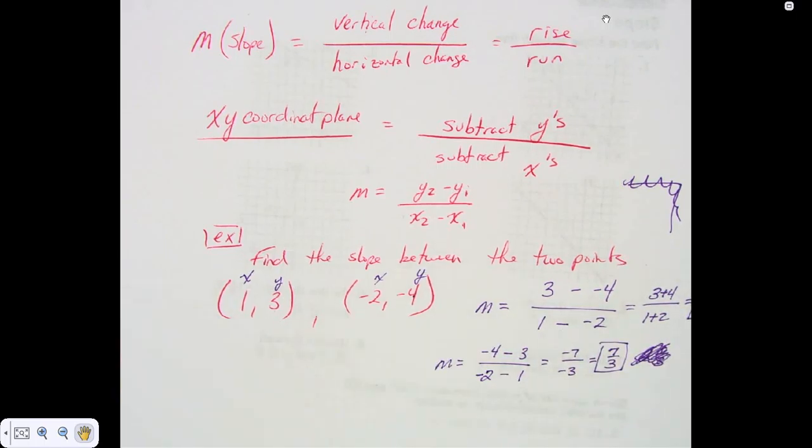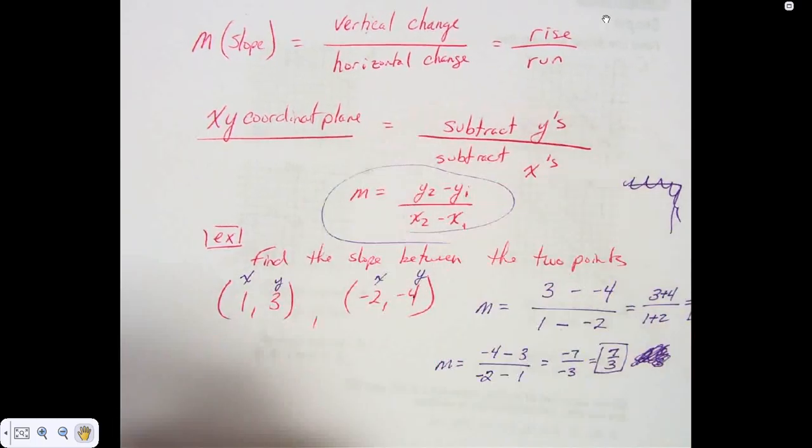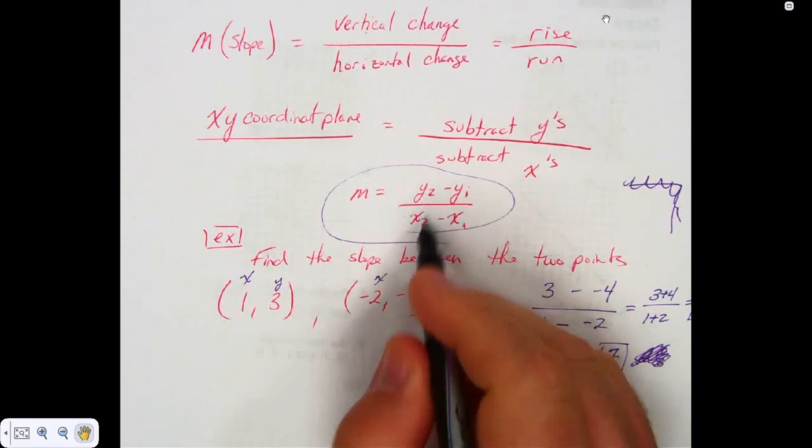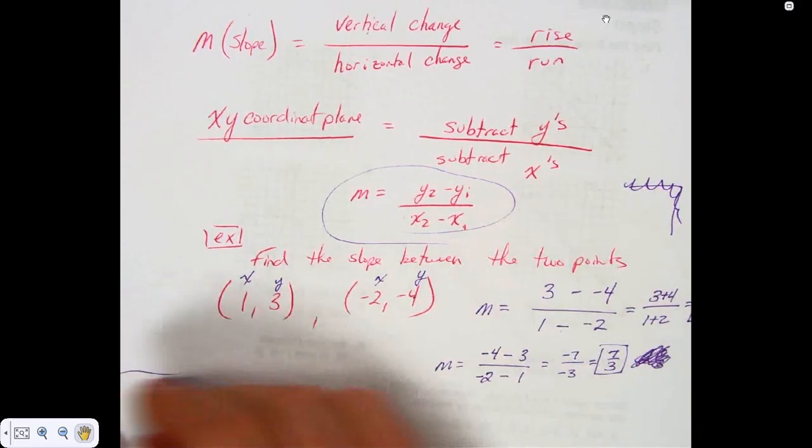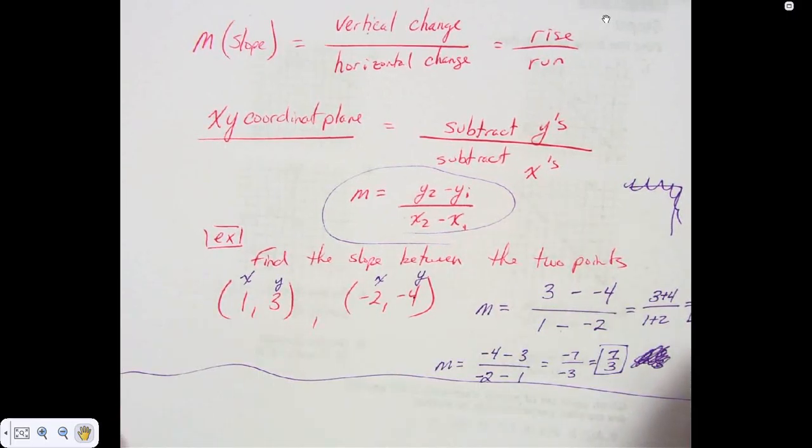But you would get a different answer if you put the y first and the other x first. Make sense? That's why they give it to you in this form, because the 2 here denotes that the corresponding x's and y's have to go together, okay? But when it's all said and done, subtract your y's over subtract your x's, it's not that hard.